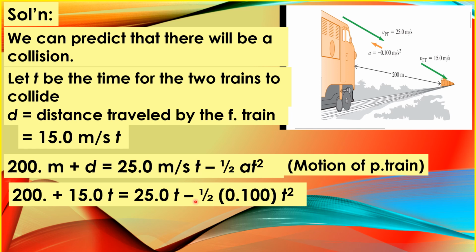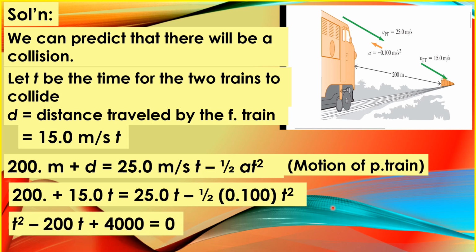So in this equation now, we only have one unknown quantity, and if you simplify this, we will come up with a quadratic equation, already simplified, t squared minus 200t plus 4,000 equated to 0. So this is our working equation to determine the time elapsed t. In just a short while, we'll be using the quadratic formula to determine the value of the time elapsed t.